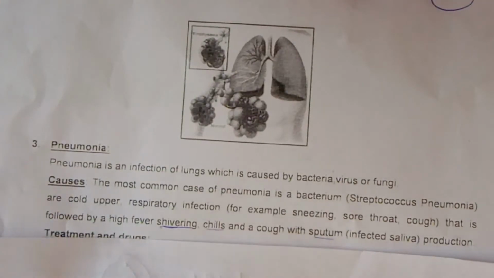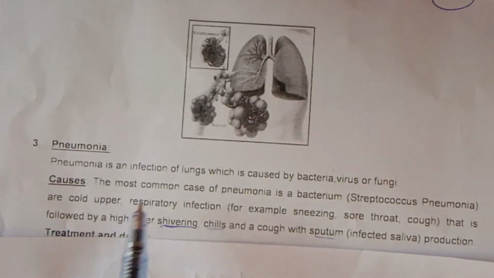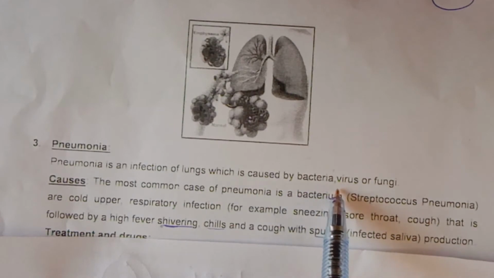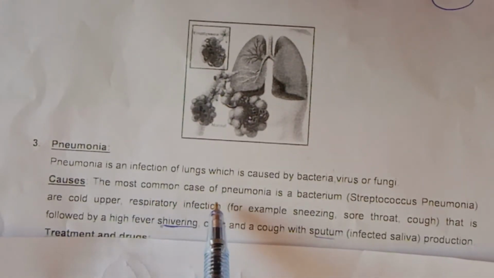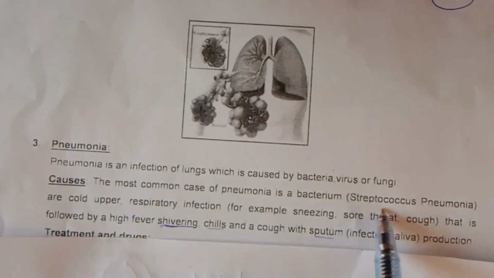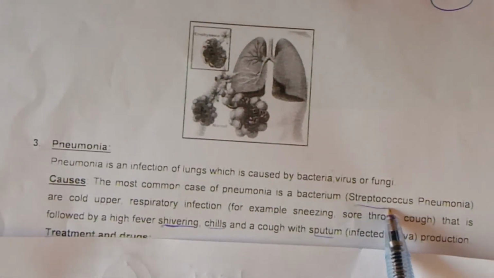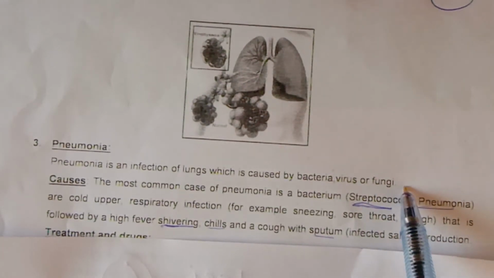The third disorder, pneumonia. Pneumonia is an infection of the lungs which is caused by bacteria, virus, or fungi. The most common cause of pneumonia is the bacterium Streptococcus pneumoniae. This is the species of bacteria which causes pneumonia.